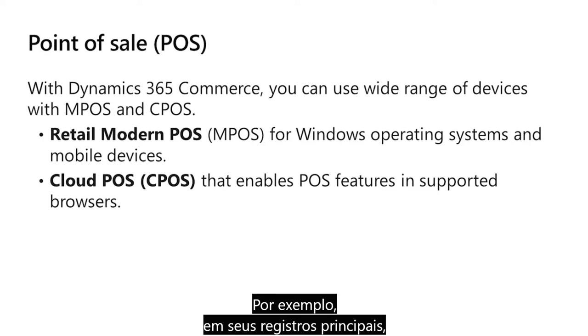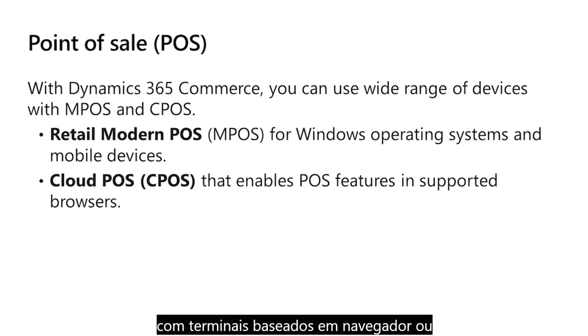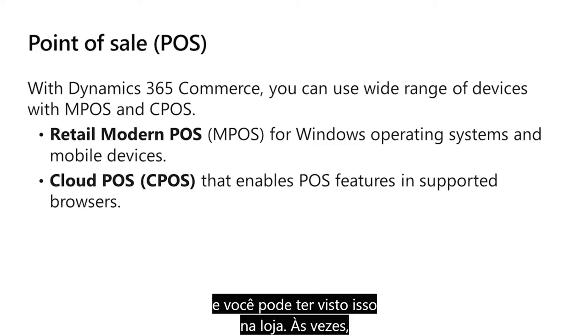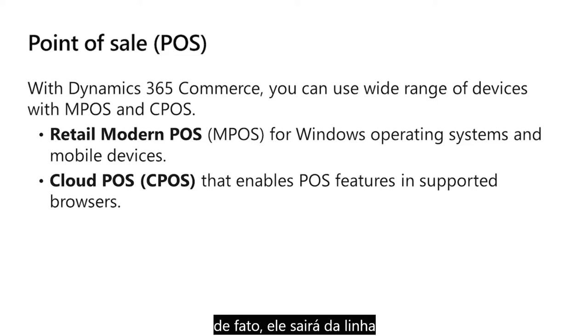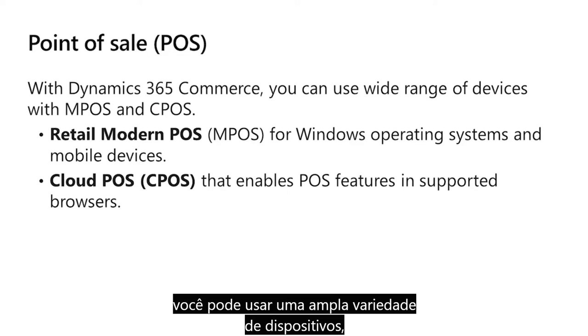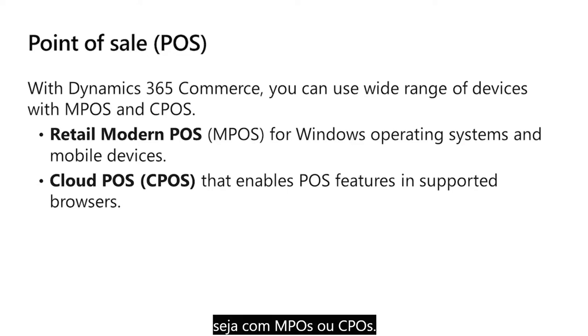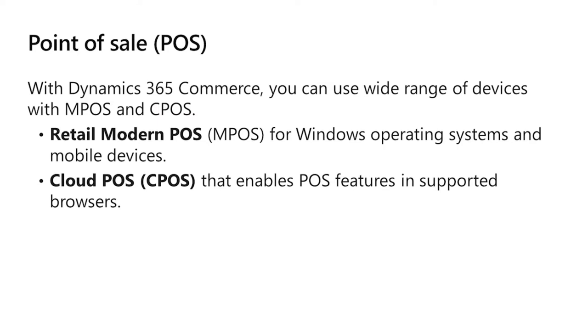And so in each of these, you can actually run some variations of each POS concurrently. So for example, on your main registers, you can use the modern POS that runs on Windows. However, you can also supplement those registers with browser-based terminals or maybe mobile devices. And you might have seen this in stores. Sometimes you see employees saying who's paying with a card, and they'll pull you out of line and check you out using a mobile device. But essentially, with Dynamics 365 Commerce, you get to use a wide range of devices, whether it's with mPOS or cPOS, but both of these offer those multiple interfaces and deployment options that are going to help you with your various business scenarios.